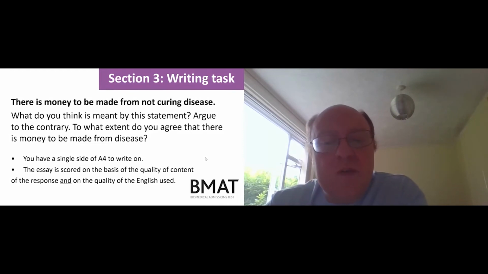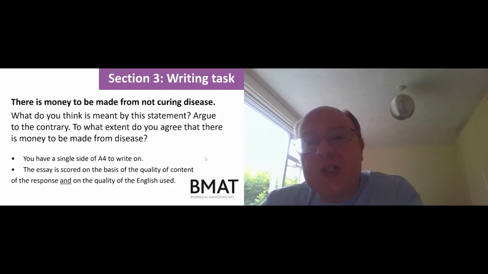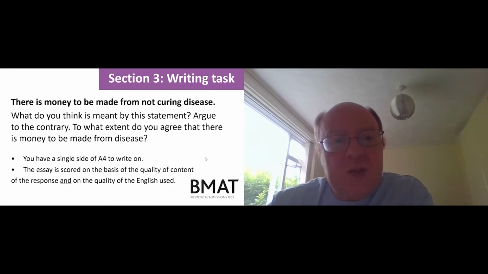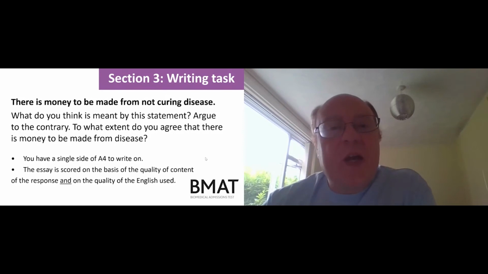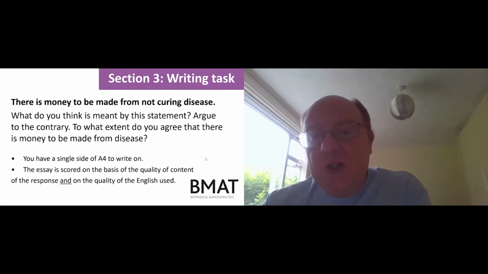And when it comes to the quality of content, what they're looking for is, can you express an idea? Can you construct a counter argument? Can you give the reasons why you think the things that you do and why you come to the conclusions that you do? And the key to section 3 is to always justify what you're saying. Don't just say, I think that there is money to be made from curing diseases. Say, I think there is money to be made from curing diseases because of this reason and this reason.